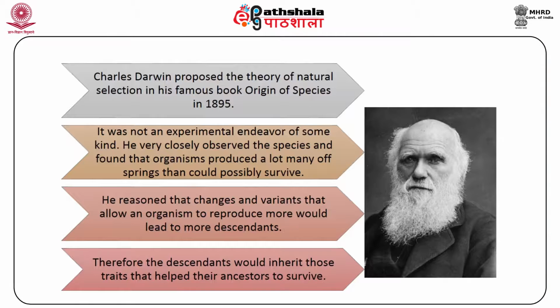Natural selection. Charles Darwin proposed the theory of natural selection in his famous book Origin of Species in 1895. It was not an experimental endeavor of some kind. He very closely observed the species and found that organisms produced a lot more offspring than could possibly survive. He reasoned that changes in the variants that allow an organism to reproduce more would lead to more descendants. Therefore, the descendants would inherit those traits that helped their ancestors to survive.